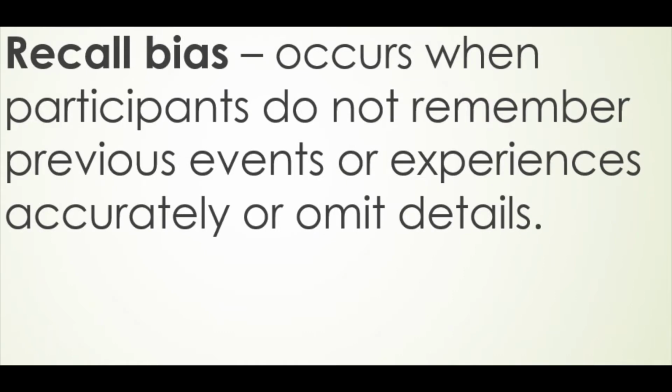So recall bias occurs when participants do not remember previous events or experiences accurately or omit details. So for example, you might describe a class that you just had differently than a class that you're remembering from a year ago, because you might just remember the good things or you might just remember the bad things about that class. And so recall is not always going to be perfect, and we tend to kind of rewrite the details of things over time.